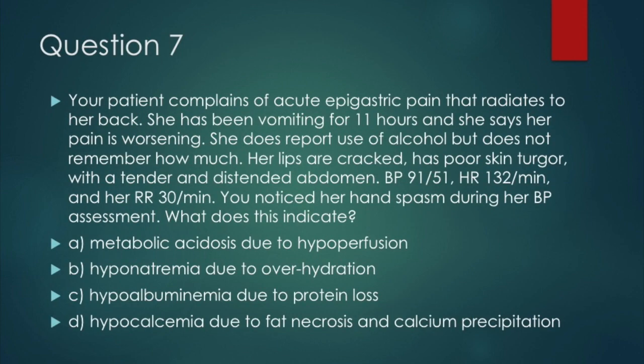Question number 7. Your patient complains of acute epigastric pain that radiates to her back. She has been vomiting for 11 hours and she says her pain is worsening, not getting better. She does report use of alcohol, but does not remember how much. Her lips are cracked, has poor skin turgor, with a tender and distended abdomen. Her vitals are BP of 91/51, a heart rate of 132 a minute, and her respiratory rate of 30 a minute. You notice her hand spasm during her blood pressure assessment.